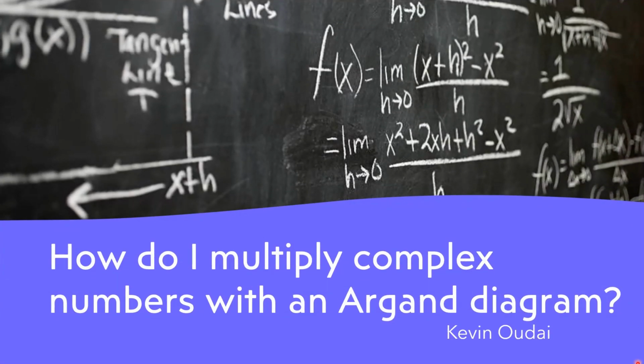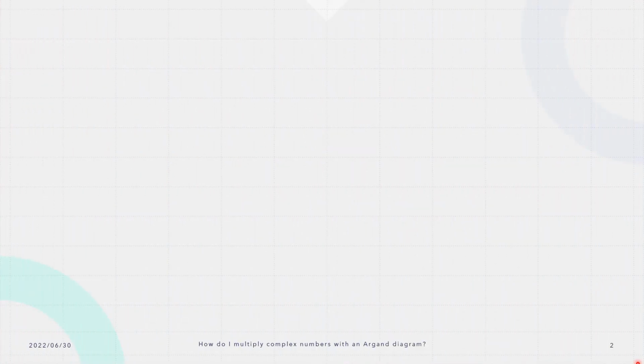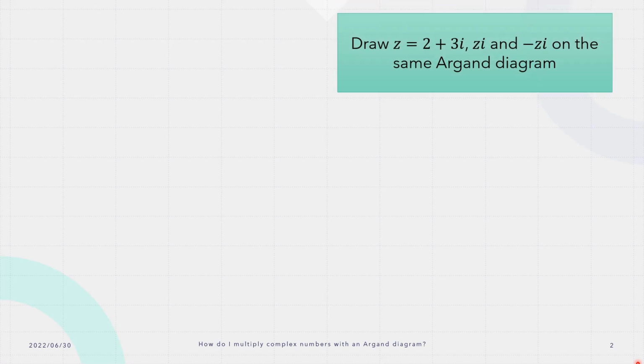Okay, now for multiplication. How do I multiply complex numbers with an Argand diagram? First, let us observe what happens to a complex number when it is multiplied by i or negative i. Let us solve the following problem.